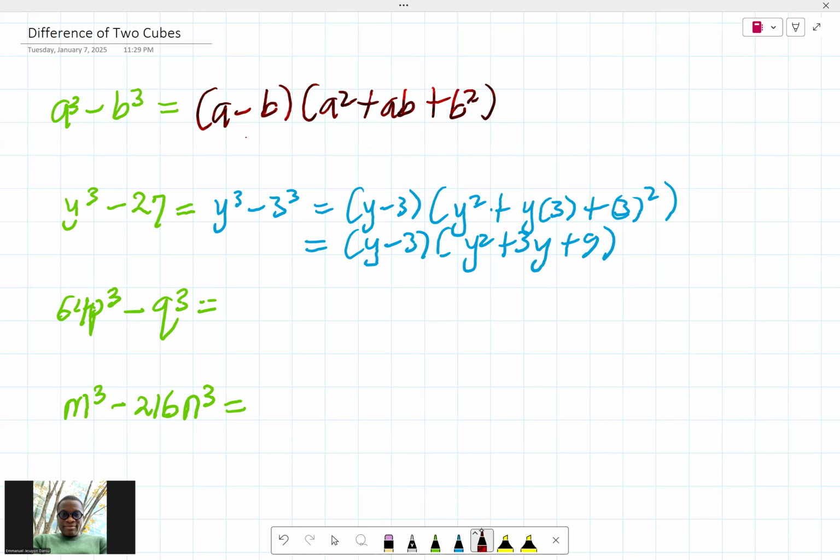And then next, you have 64p cube minus q cube. So that is 4p cube, because 4 times 4 times 4 is 64. And then you have p cube minus q cube.